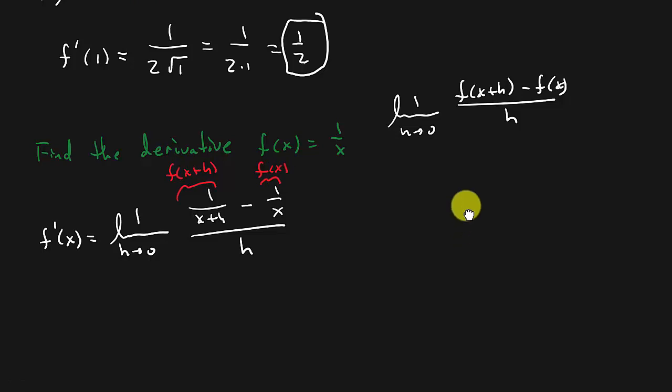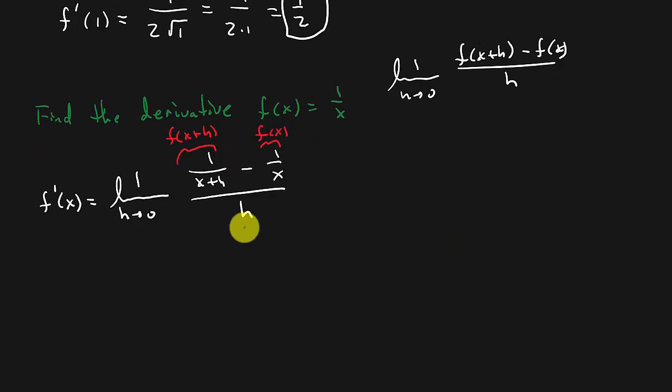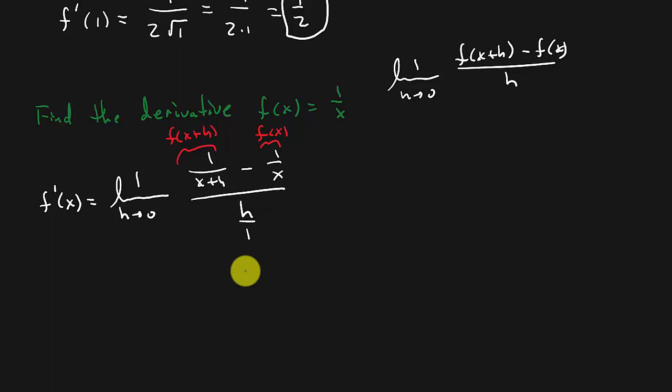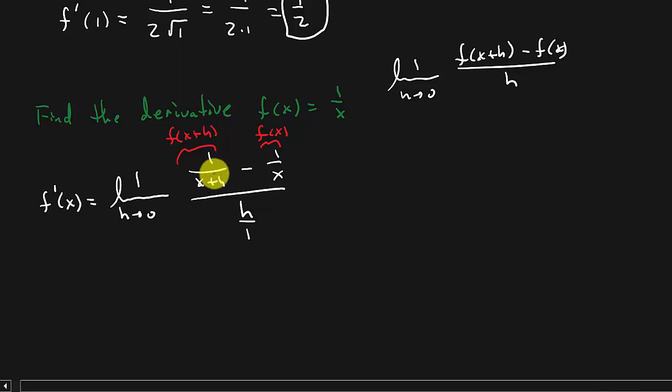Now, how do I simplify this thing? Well, look at it as that h being over 1. Look at it as a complex fraction. And what I want to do is take each one of these terms, this term and this term, and multiply it by the common denominator.